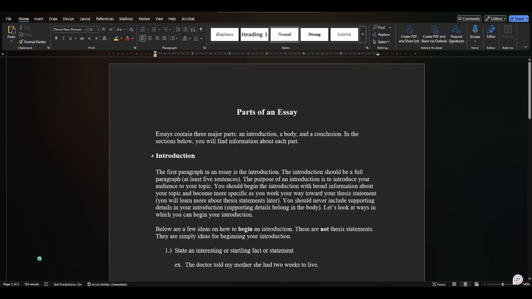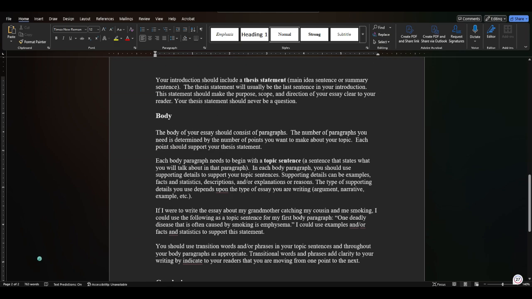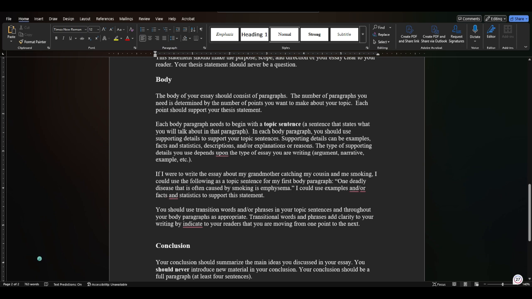After your introduction, so that's your first paragraph, you have your body. This is going to consist of multiple paragraphs. Usually the number of paragraphs you have is determined by the number of points you want to make about your topic. In general, people say that you should have about 3 body paragraphs. You may have heard of the 5-point enumeration essay. That's generally the standard essay that people write, which is just introduction, 3 body paragraphs, and conclusion.